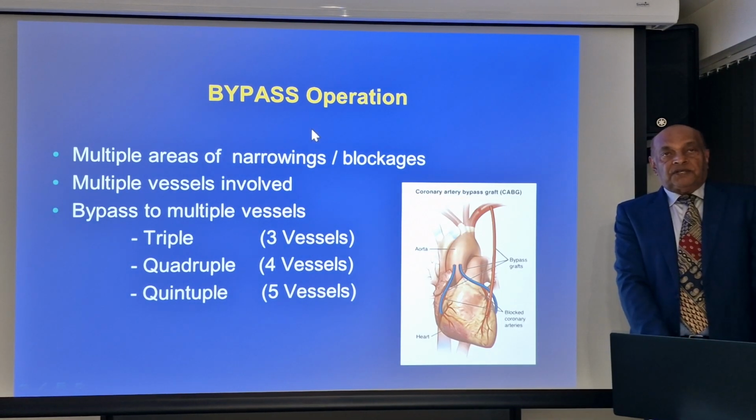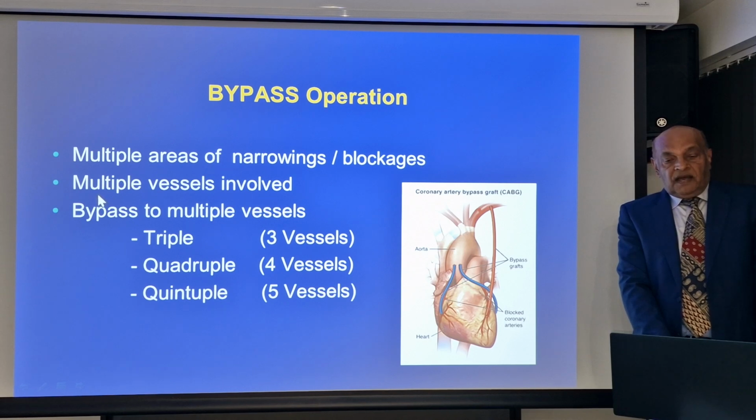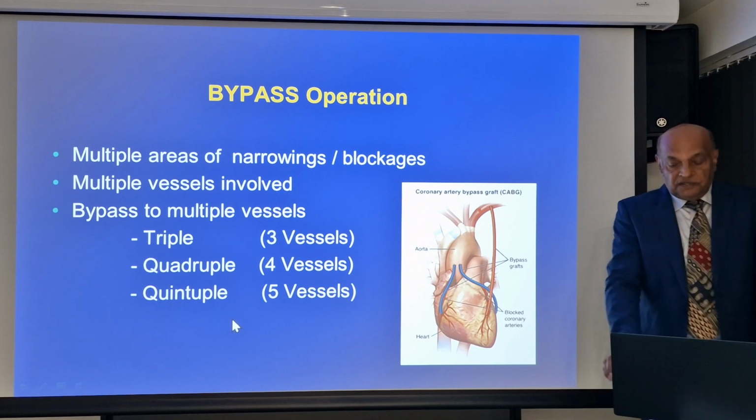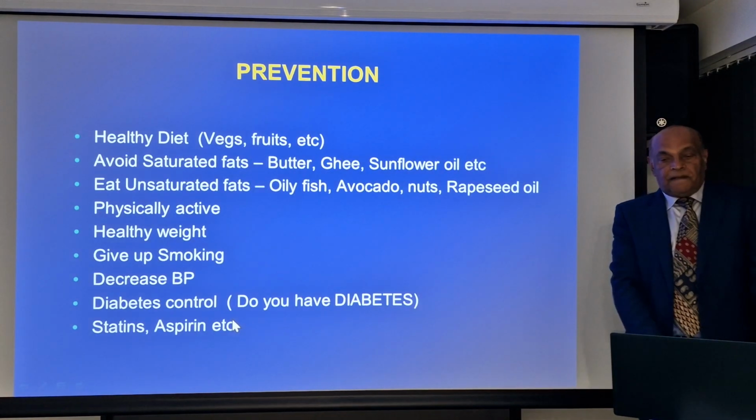A bypass operation is usually done when there are multiple areas of narrowings or blockages and multiple vessels are involved. So in this case, stenting is not really indicated. It would mean having to put many stents, and the result would not be so durable long term. So one can commonly have a triple bypass, which is 3 vessels, quadruple 4 vessels, or quintuple 5 vessel bypass.